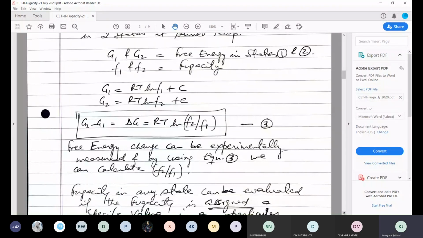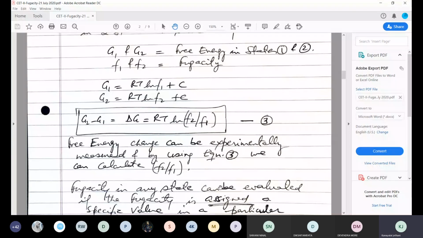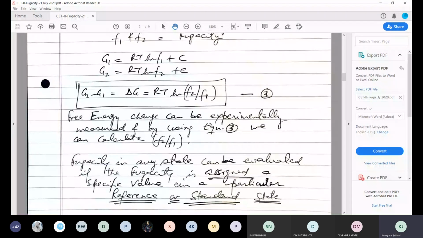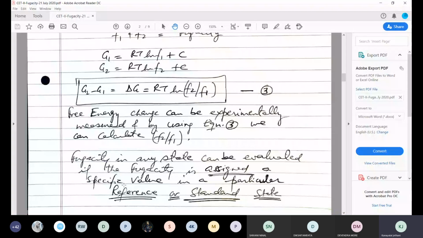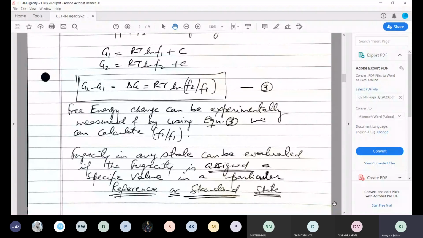Because we can measure free energy change going from state 1 to state 2. So fugacity in any state can be evaluated if the fugacity is assigned a specific value in a particular reference as standard state. As I said, just as temperature may have you defined 0 degrees and 100 degrees, right? This is essentially arbitrarily defined. So when I say 0 degrees as the melting point of ice, then I can say related to ice, how hot is the temperature? How much more is the temperature? Okay, so when you say 5 degrees, it is a little more. So it's relative. Everything is relative because there is no absolute thing. There is no absolute temperature.